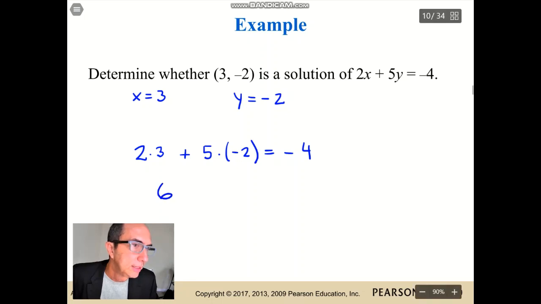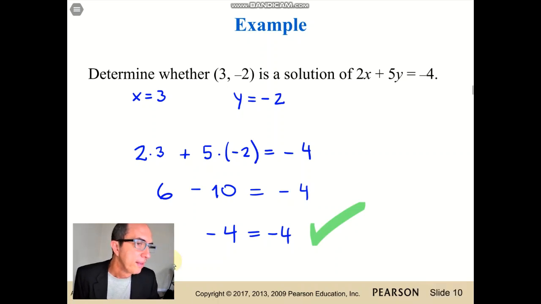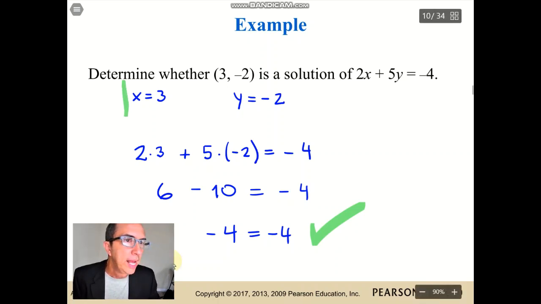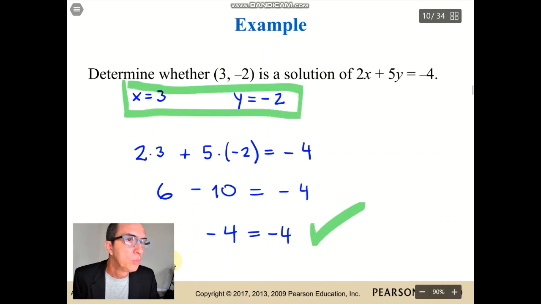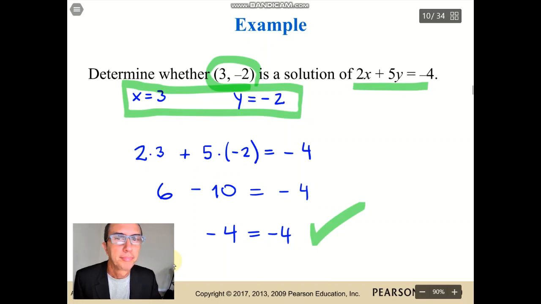2 times 3, 6, plus 5 times -2, -10, equals -4. 6 minus 10, -4, equals -4. And this is a true statement. What means that x equals 3 and y equals -2, or this order pair here, is a solution of this equation. Right, next example.